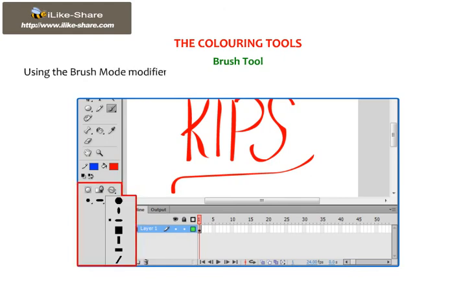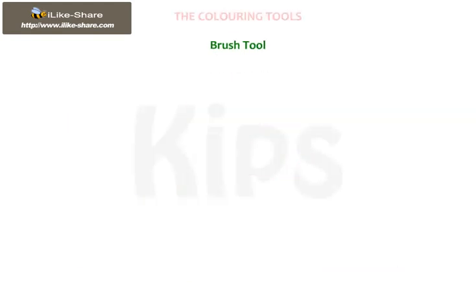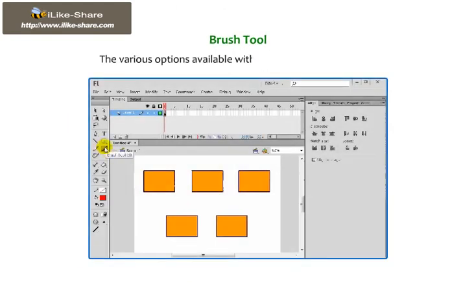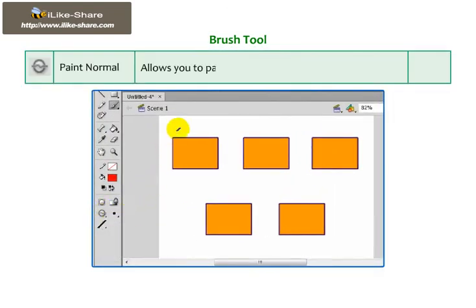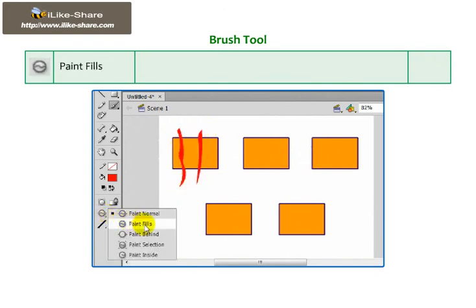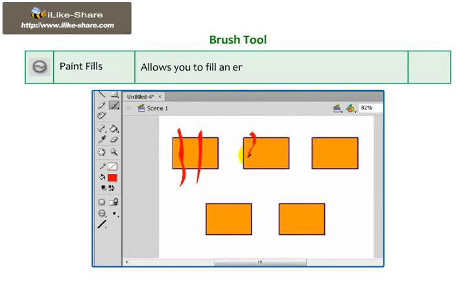Using the brush mode modifier, you can choose to specify different areas to be painted using the brush tool. The various options available with the brush tool are as follows. Paint Normal allows you to paint over lines and fills. Paint Fills allows you to fill an empty area leaving lines unaffected.